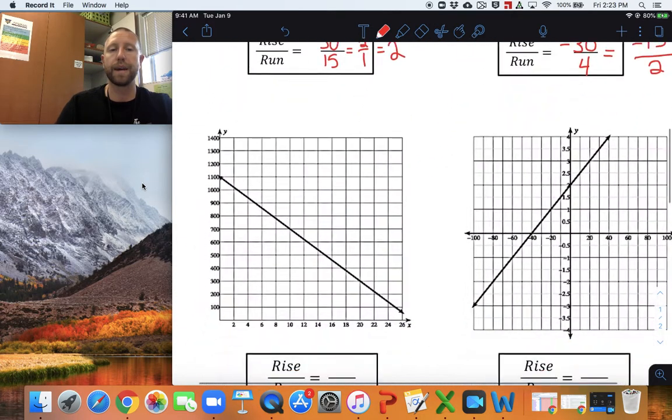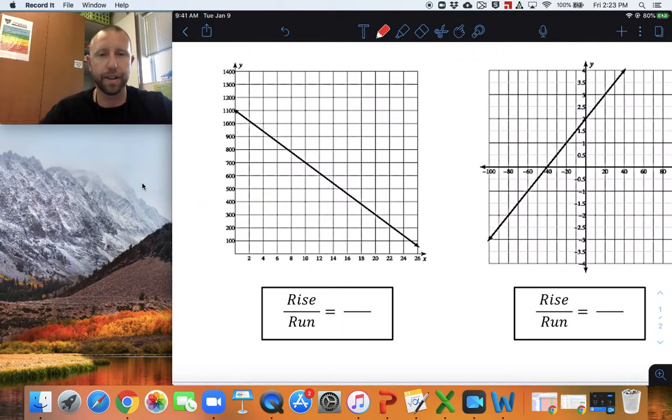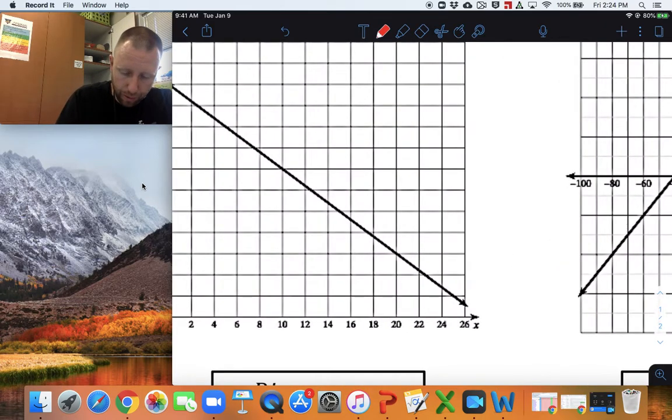Okay. For my next graph, again, take a look. What are we counting by? This time, my x-axis is counting by 2s, right? 2, 4, 6, 8, 10. My y-axis is counting by 100s, right? So first, let's pick our points. Looks like I've got some nice points. There is one, and I've got another one right here.